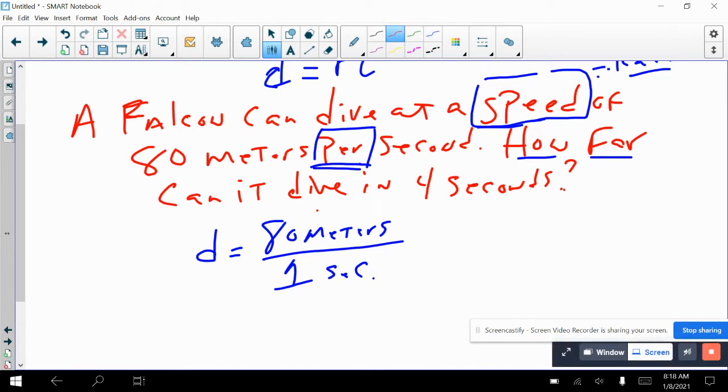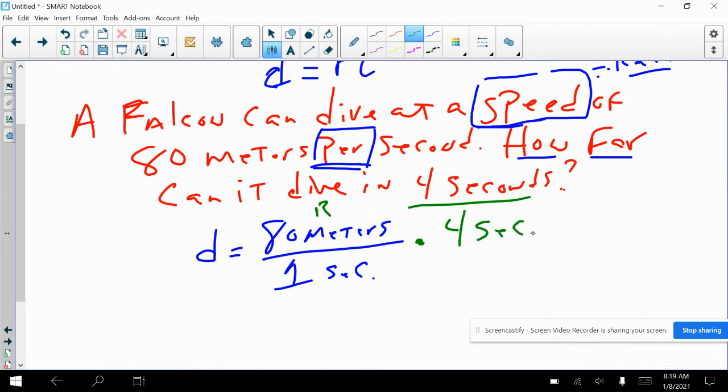Let me change colors here. This is the R, that's the rate. Not only is it a rate, but it's a unit rate. Why is it a unit rate? Because it has a 1 in the denominator. That's correct. We're going to multiply that. Now this is where it gets a little bit different for you mathematically. The time: how long does it take the falcon to do that? It tells us it takes 4 seconds, right? So 4 seconds. Now that's not a rate.